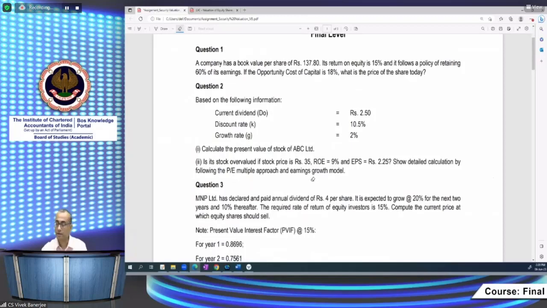Okay. Now, come to the next question. Just read the question. First, we try to understand it, then we shall proceed. So, what information is given in front of you? Current dividend 2.5, discount rate 10.5%, growth rate 2%. Calculate the present value of stock of ABC Limited. So, this question is very easy. You have calculated it many number of times. I have given many examples regarding this also.